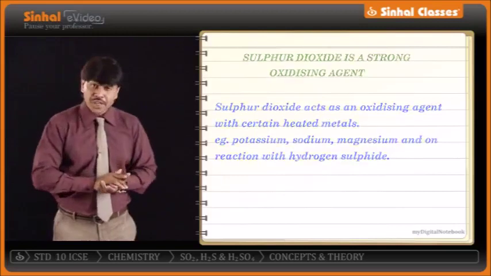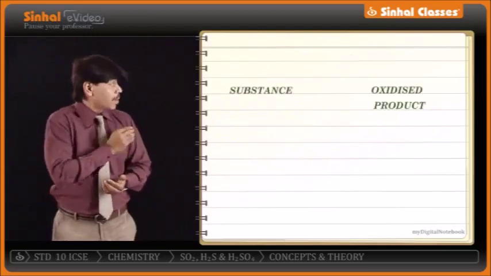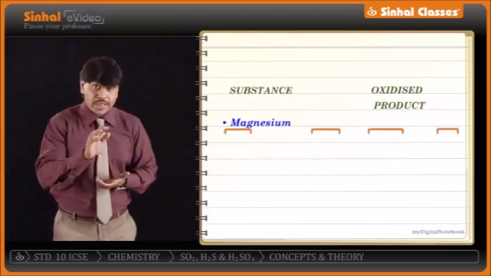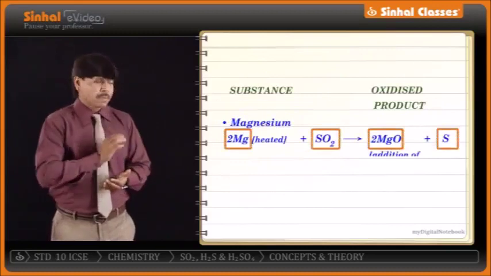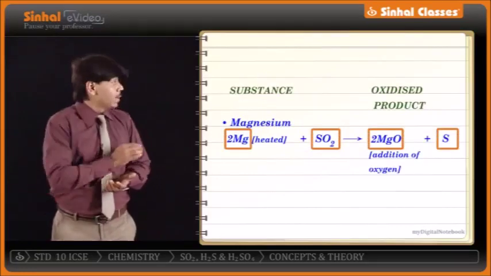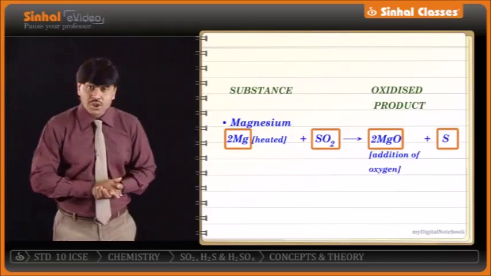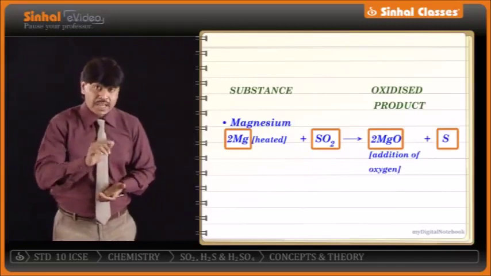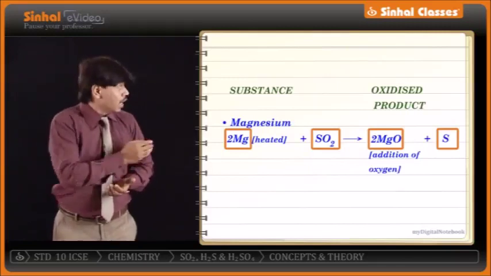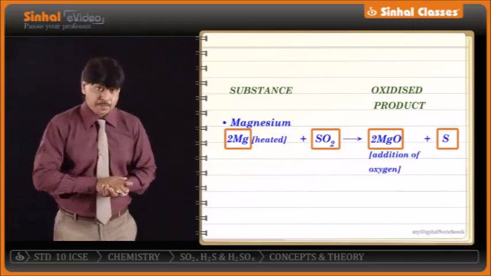For example, if you take magnesium, that is 2 Mg, and heat it with SO2, it will give you magnesium oxide, MgO, along with sulfur. That is, addition of oxygen takes place. That is why it is called oxidation.